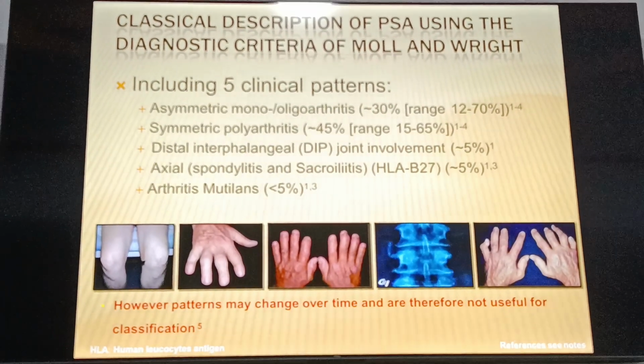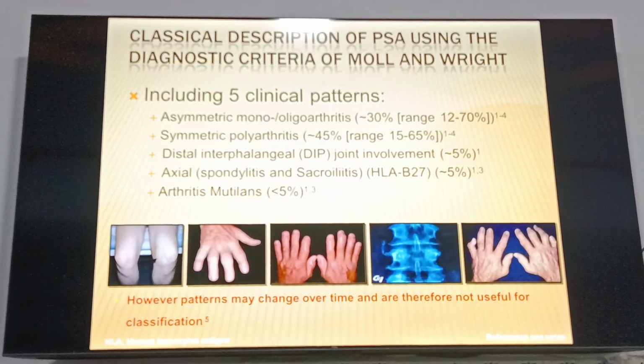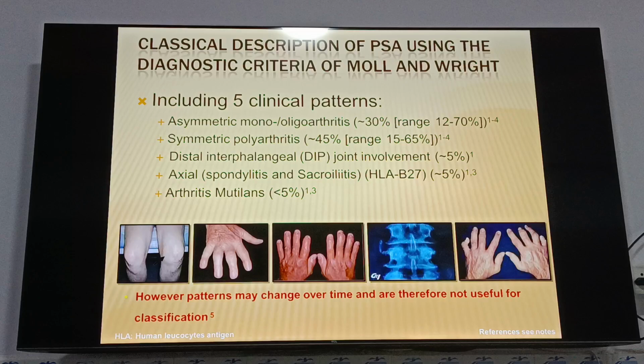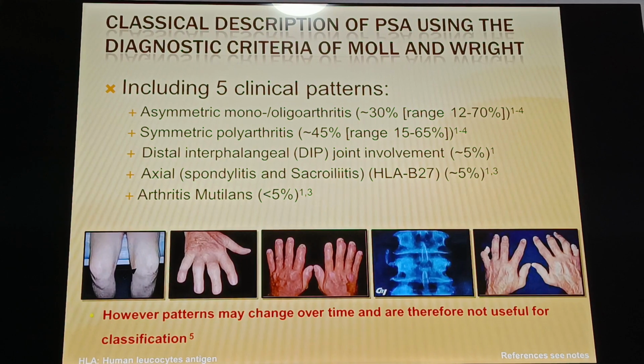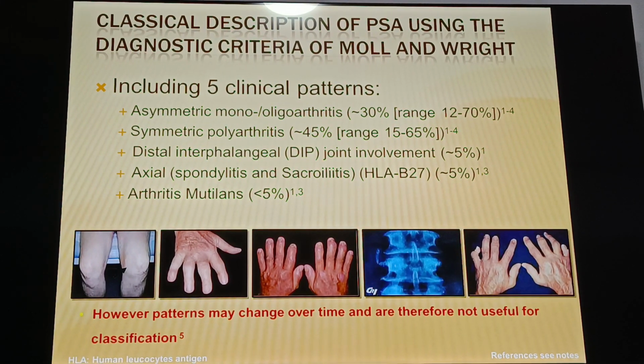The classical description of psoriatic arthritis uses the diagnostic criteria of Moll and Wright. These two people have given us a criteria named after them, including 5 clinical patterns. What are they? One is asymmetric mono or oligoarthritis, either monoarthritis or oligoarthritis. The second group is symmetric polyarthritis. The third group is distal interphalangeal joint involvement. The fourth one is axial, that is spondylitis and sacroiliitis. And the last one is arthritis mutilans.